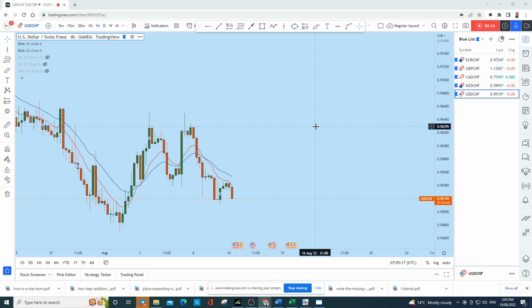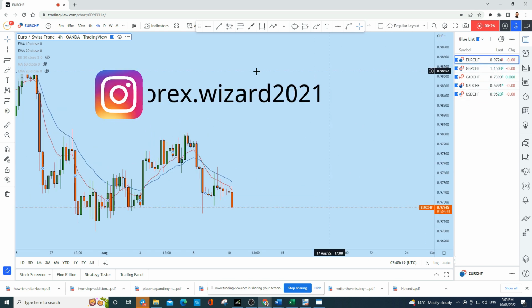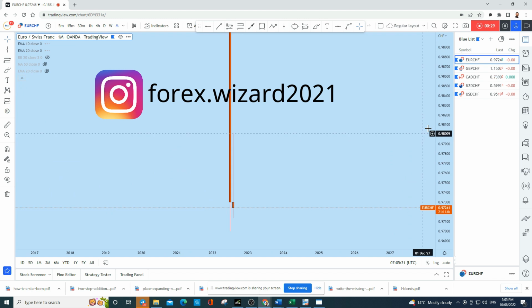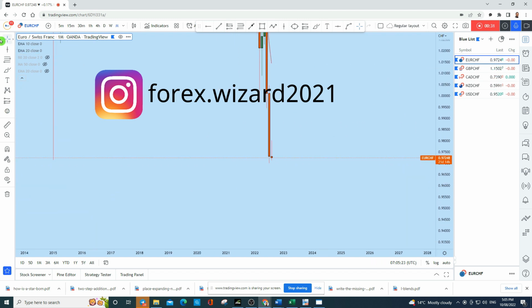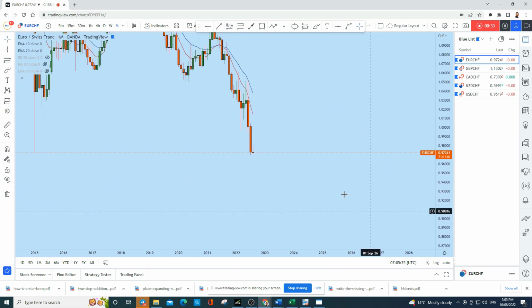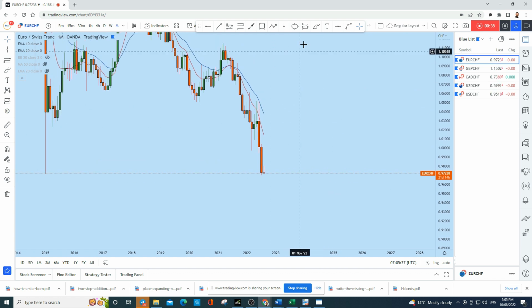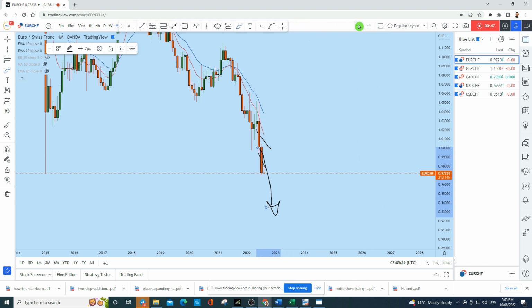So first of all, let's start with Euro CHF, starting with the bigger picture, monthly. Now Euro CHF, you can see that this is a very strongly bearish market. We see back to back two months of strong bearish price action on Euro CHF. Now the price is at this level of support, but the way the price action is formed on the monthly, we could see another drop to the downside, as it's a very strongly bearish market.